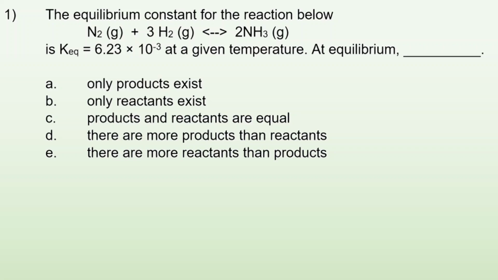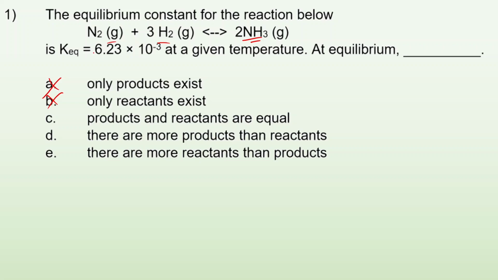Number one, the equilibrium constant for the reaction below, there it is, KEQ equals this at a given temperature. At equilibrium, well, let's take a look. At equilibrium, we know it can't be only products exist because that's not an equilibrium. We have both directions. So we're going to have products and we're going to have reactants existing. So A and B we can rule out right away. Products and reactants are equal. There are more products than reactants, or there are more reactants than products.